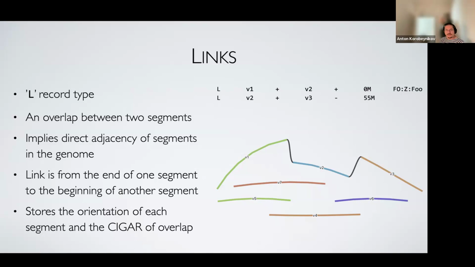So, a link is from the end of one segment to the beginning of another segment, plus the orientation of each segment, and optionally the segments might overlap. For example, in case of de Bruijn graph assemblies or overlap assemblies. So it also has a field for the size of the overlap. If they don't have any overlap, we will have just 0M here.